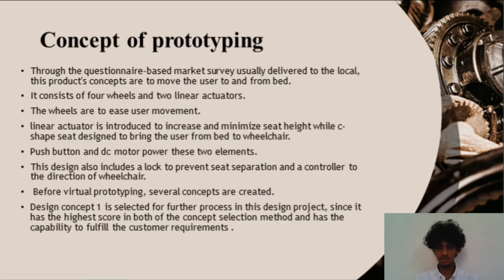The design consists of 4 wheels and 2 linear actuators. The wheels are to ease the user to move around, to transfer the user into or out of it. Linear actuators are implemented to increase and reduce the height of the seat, while the C-shaped seat is designed to carry the user from bed to the wheelchair. The design also consists of a lock to avoid the separation of the seat and controller from the direction of the wheelchair. This product is rechargeable and can be used for a long time duration.